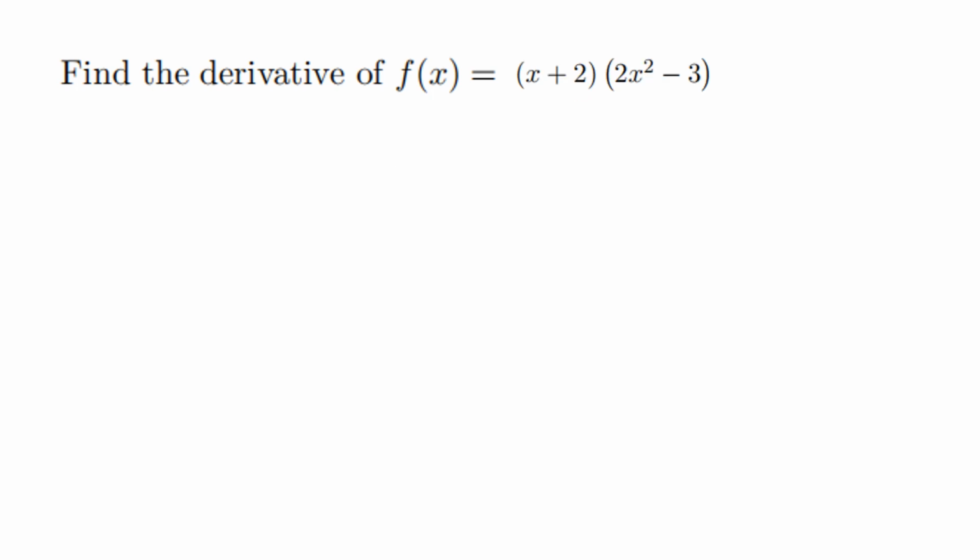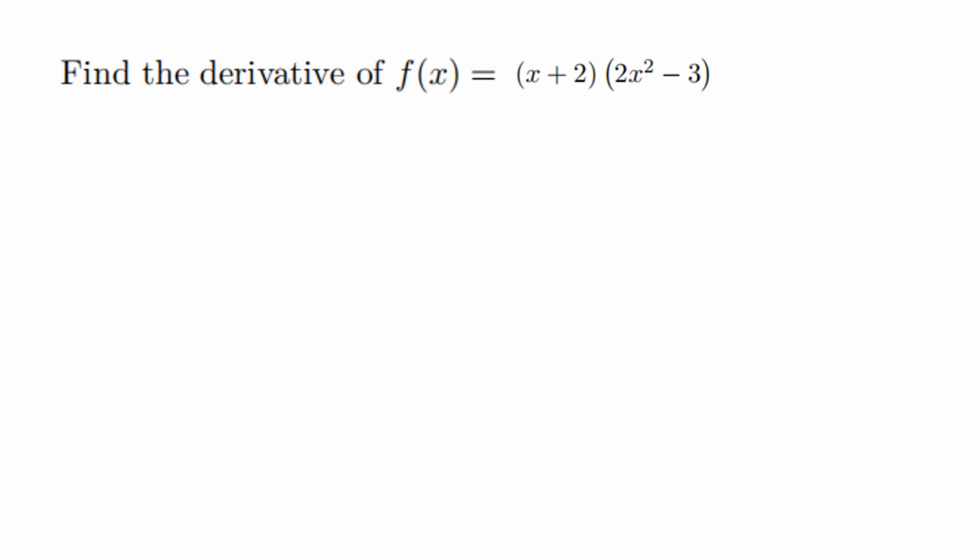Consider this problem. Find the derivative of f(x) equal to (x plus 2) times (2x squared minus 3). This problem we can try in two ways. First, simplify this function f(x), get one polynomial, then take the derivative of the polynomial directly. That is one way. Another way is, here it is a product of two functions. The first one we take as u, and the second function is v. So it is a product of two functions, so we can use the product rule.